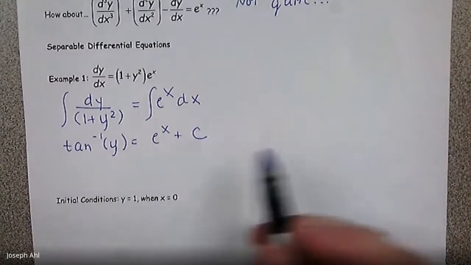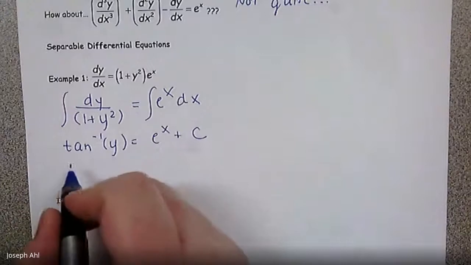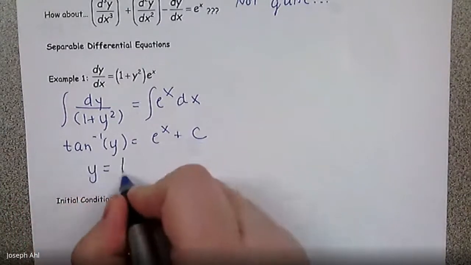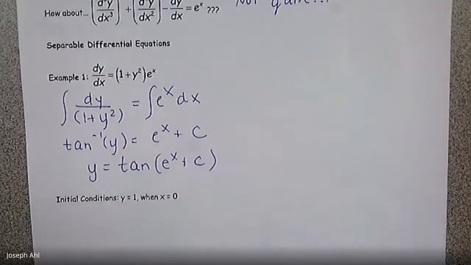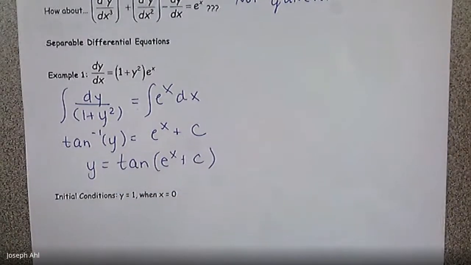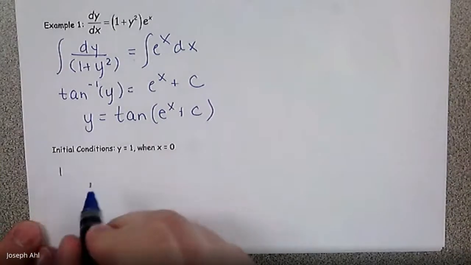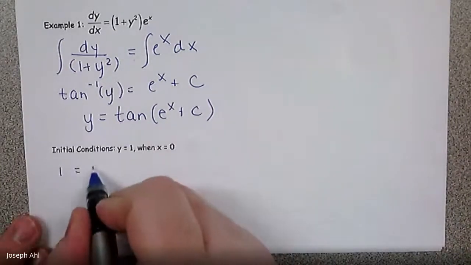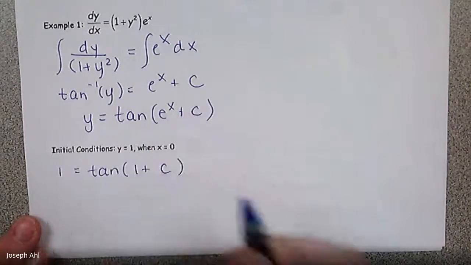And then lastly, to get y alone, you would take the tan of both sides. If you want to get rid of tan inverse, you would take tan of this side and tan of that side to get y equals the tangent of the quantity e to the x plus c. Okay. So then from there, just like we did up above, we can give some initial conditions. So if y equals 1 when x equals 0, we're going to get that 1 equals the tan of e to the 0, which is 1, plus c.